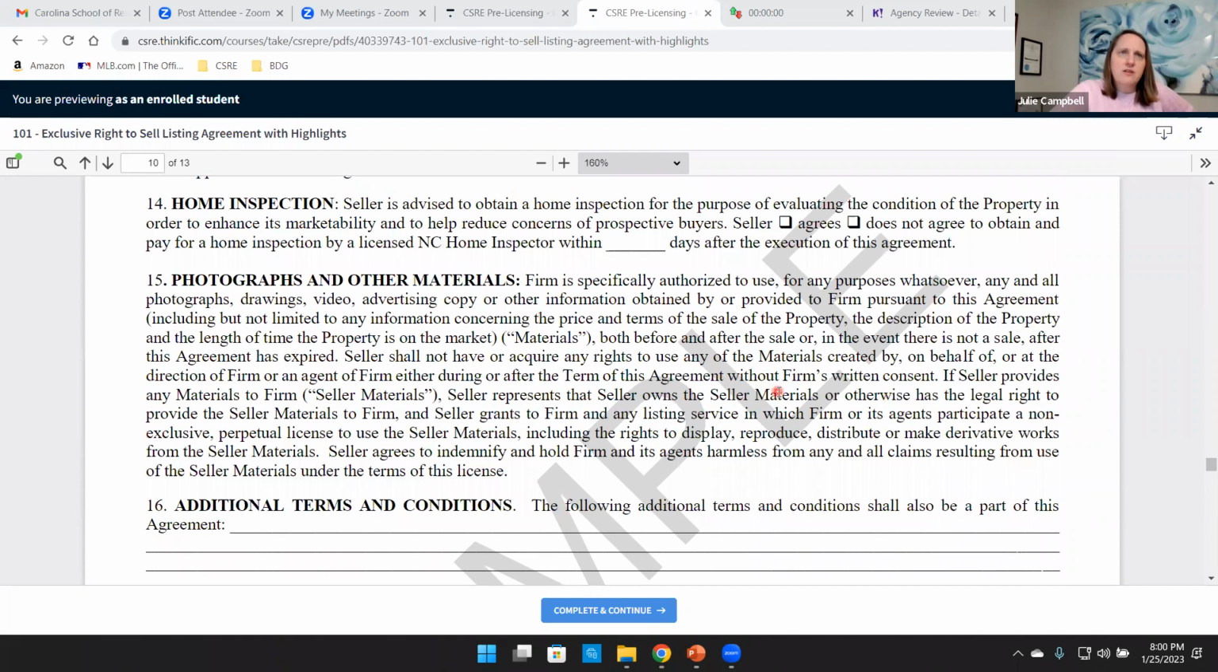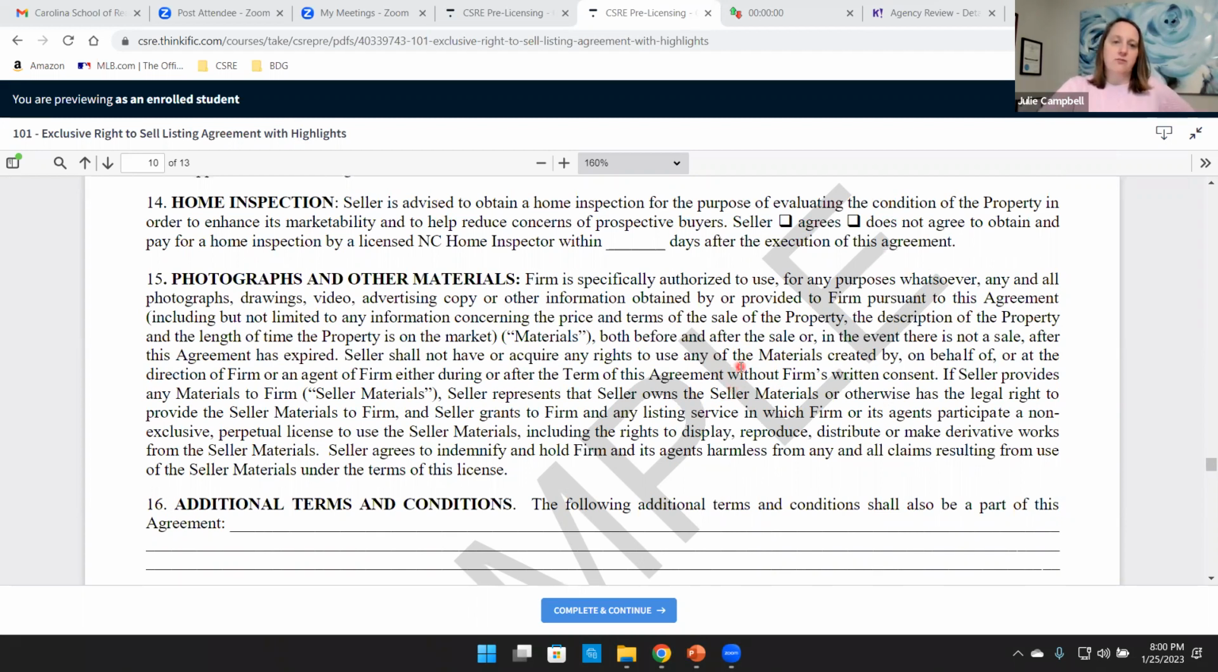Photographs and other materials. The firm's telling the seller, when I come in and take pictures, those pictures are my property. Even though they're pictures of your home, those pictures are my property. So if I don't sell your home and you list with somebody else, that somebody else has to come take their own pictures. They can't take mine to list. Does that make sense? Because that's my property. So we're making sure we understand that.